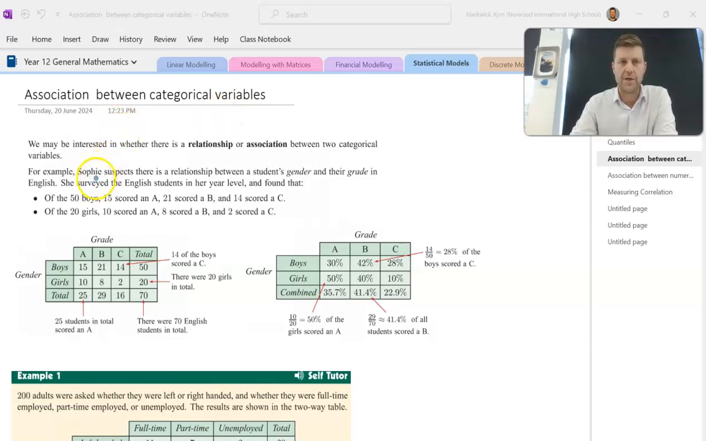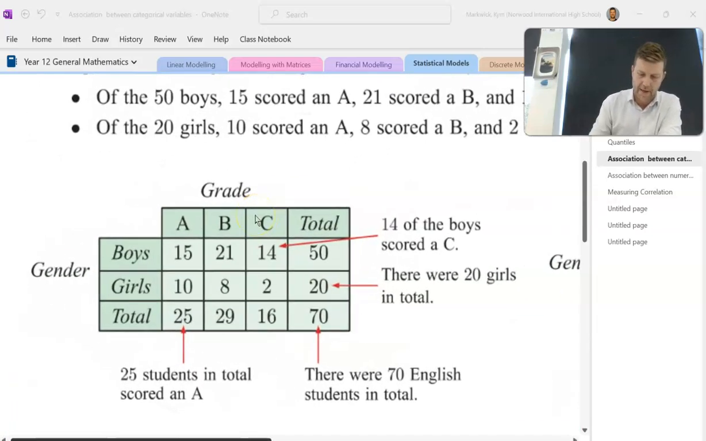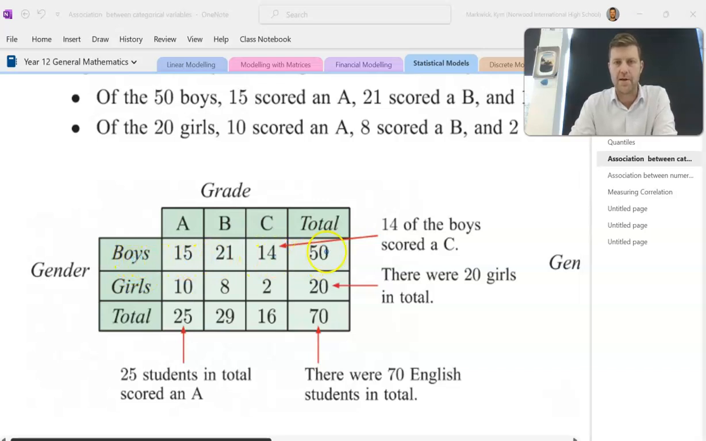So this student here, Sophie, suspects there is a relationship between a student's gender and their grade in English. She surveyed the English students in her year level and found that of the 50 boys, 15 of them scored an A, 21 scored a B, and 14 scored a C. And of the 20 girls, 10 scored an A, 8 scored a B, and 2 scored a C. She's put that into a two-way table here that shows what grade the boys got, and that there were 50 boys in total. What grades the girls got, there were 20 girls in total, and obviously the total number of students that got A's, B's, C's, and the total number of students overall.